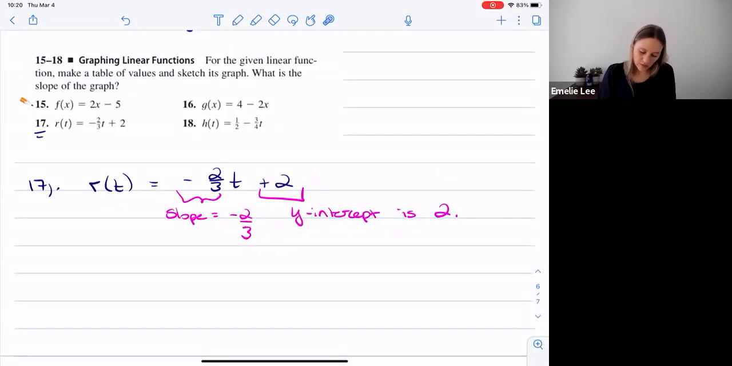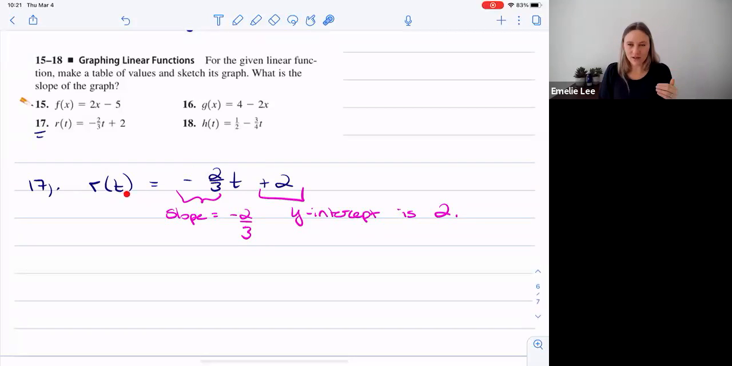Okay, so we're going to make a table of values and sketch its graph. What you want to do is you can put in any value of t, because t happens to be our variable here. You can plug in any value of t and then solve this function. What's the output if I put in t equals 0, for example? Well, t equals 0 should be the y-intercept, and in fact it is. And so then we have our first point on this graph.